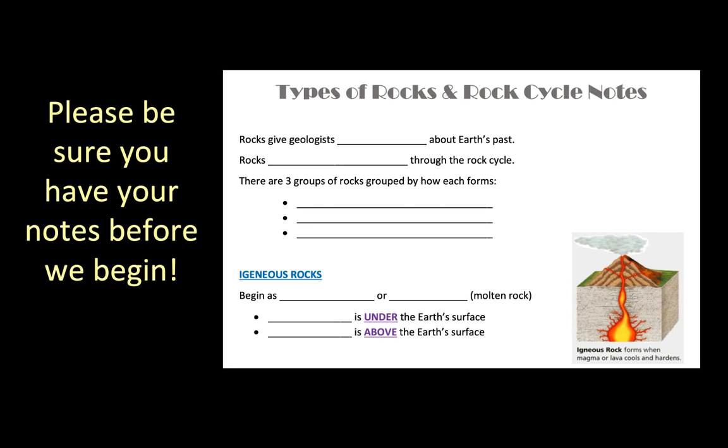Today we are going to go through the types of rocks and review the rock cycle. Before we begin, please be sure that you have the notes that you can see here. We are going to fill in your guided notes, and then you are going to color and label the rock cycle. I would recommend that you either print this out and have colored pencils or highlighters at the ready, or if you would prefer to export this to Kami, you're perfectly able to do that as well.